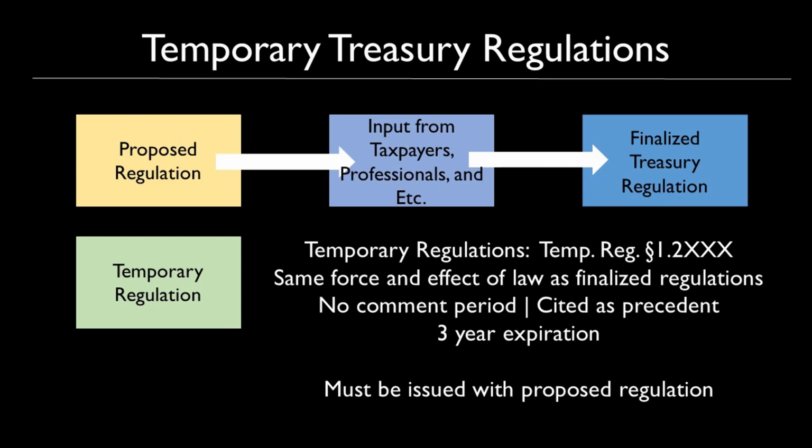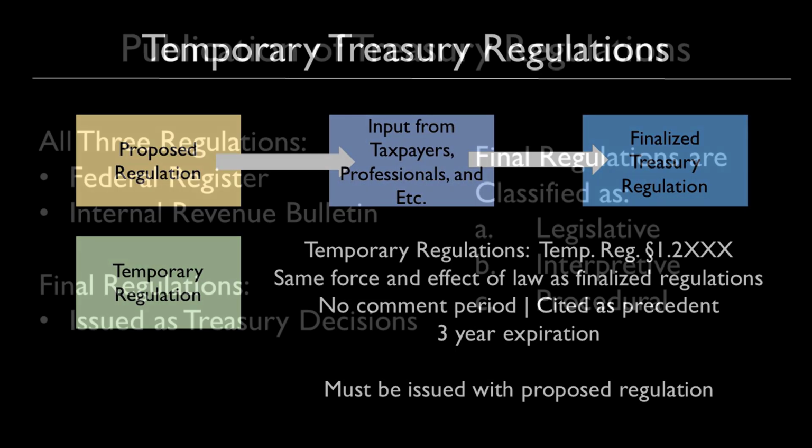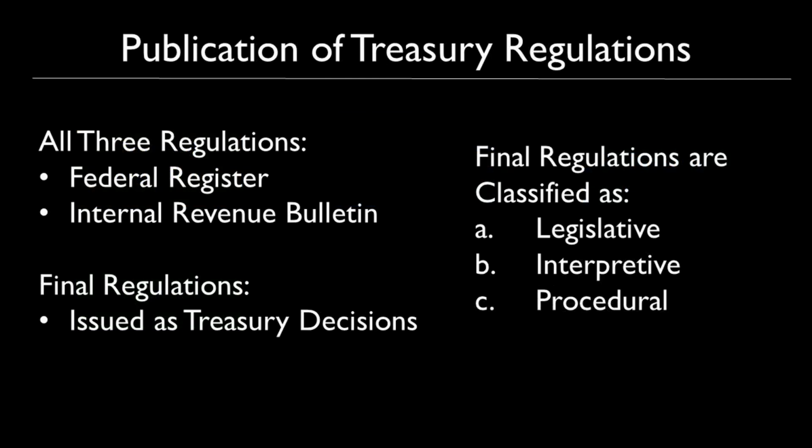It must be, however, issued with a proposed regulation to allow comment on the proposed regulation so that when it is finally finalized, it then has that additional information provided by taxpayers and other individuals. A temporary regulation has a 3-year expiration. These regulations are published in the Federal Register first and in the Internal Revenue Bulletin. Final regulations are then issued as Treasury decisions. They are classified also as legislative, interpretive, or procedural.